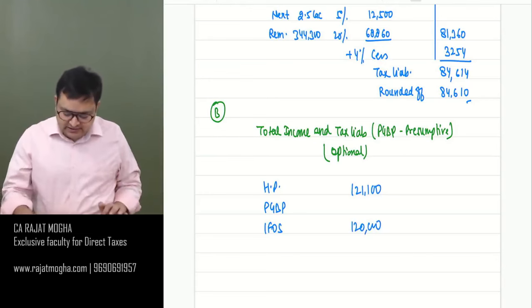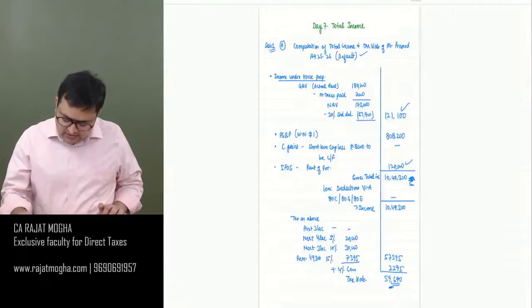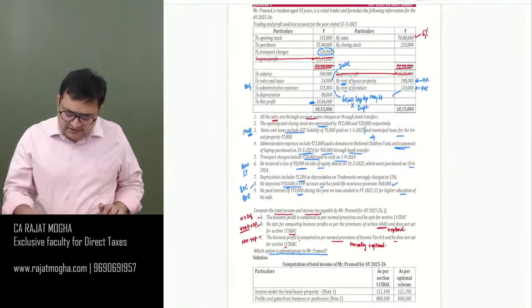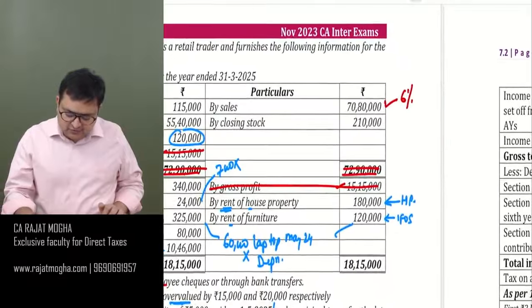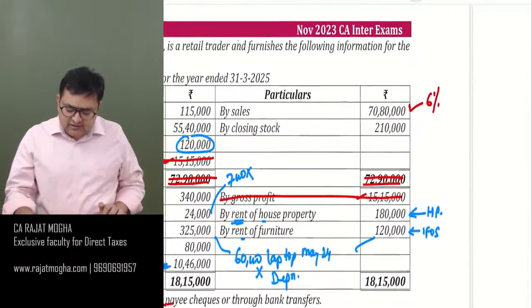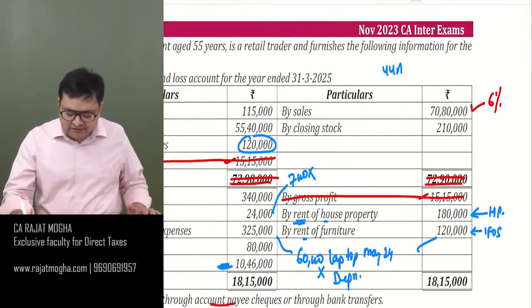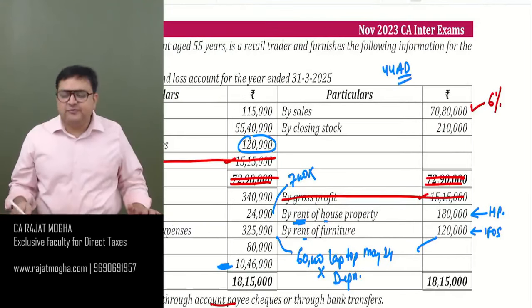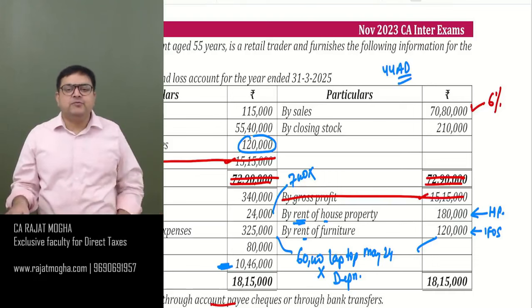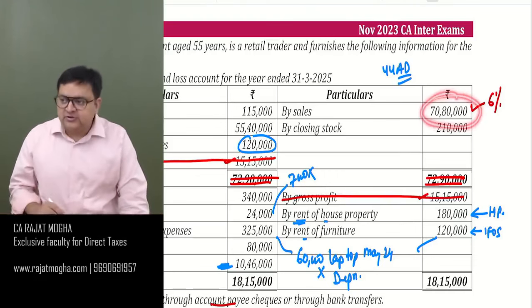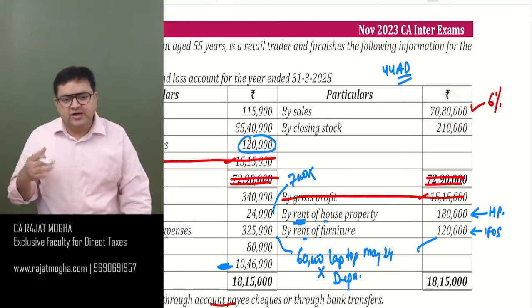PGBP, they are telling me through presumptive, and we understand this person is into a business of wholesale trade or retail trader. So we understand the sales. Guys, what is the requirement of 44AD? What is the requirement of 44AD? That the turnover should not be more than 2 crores. The turnover should not be more than 2 crores. So the turnover is 70,80,000. So we are okay with it.